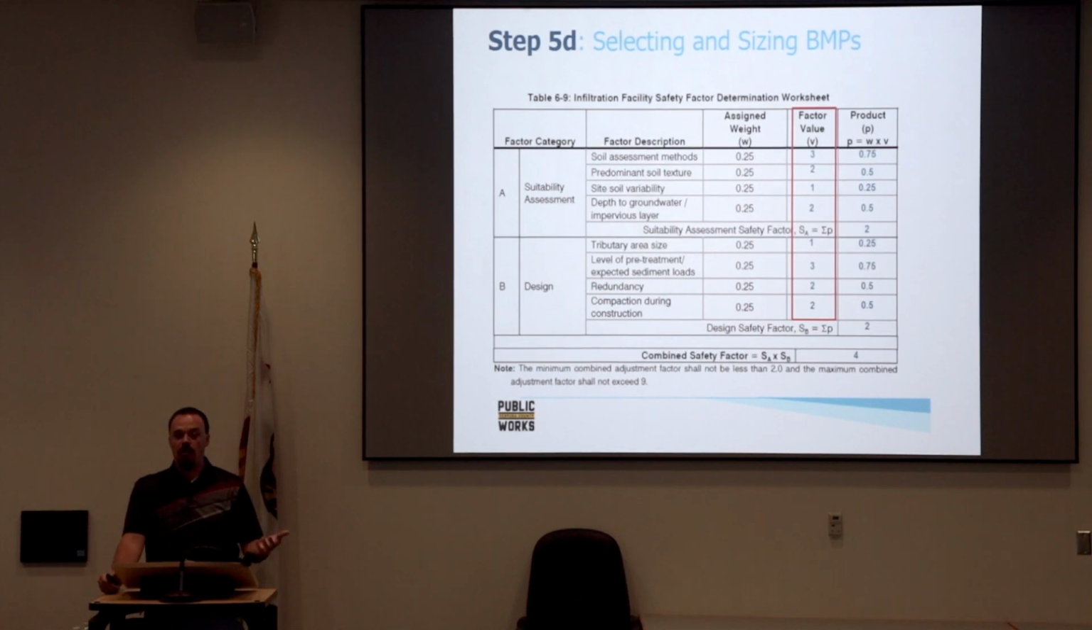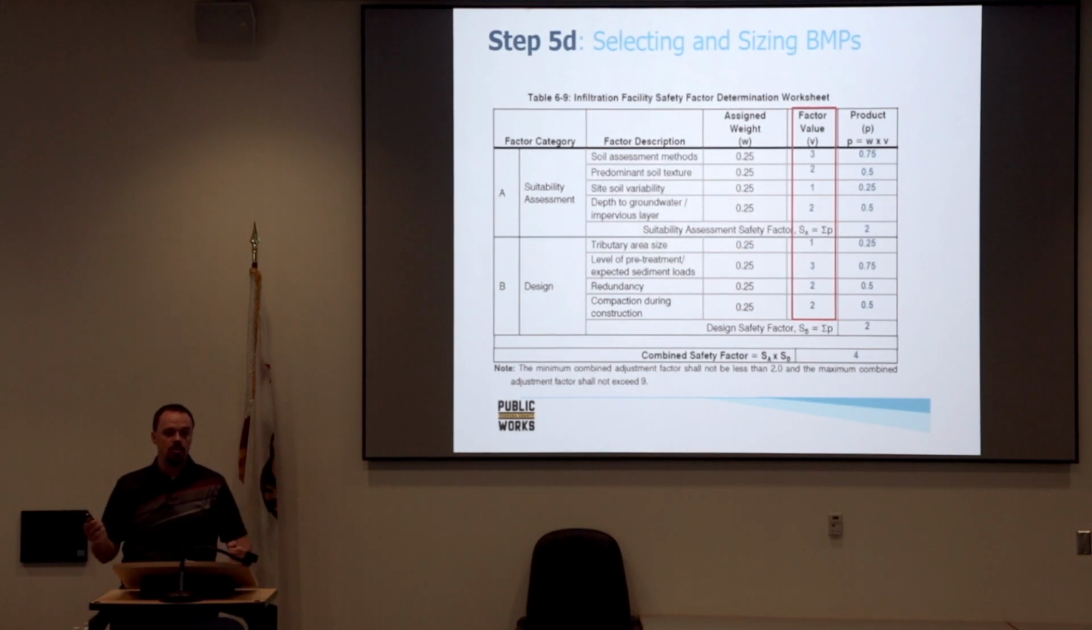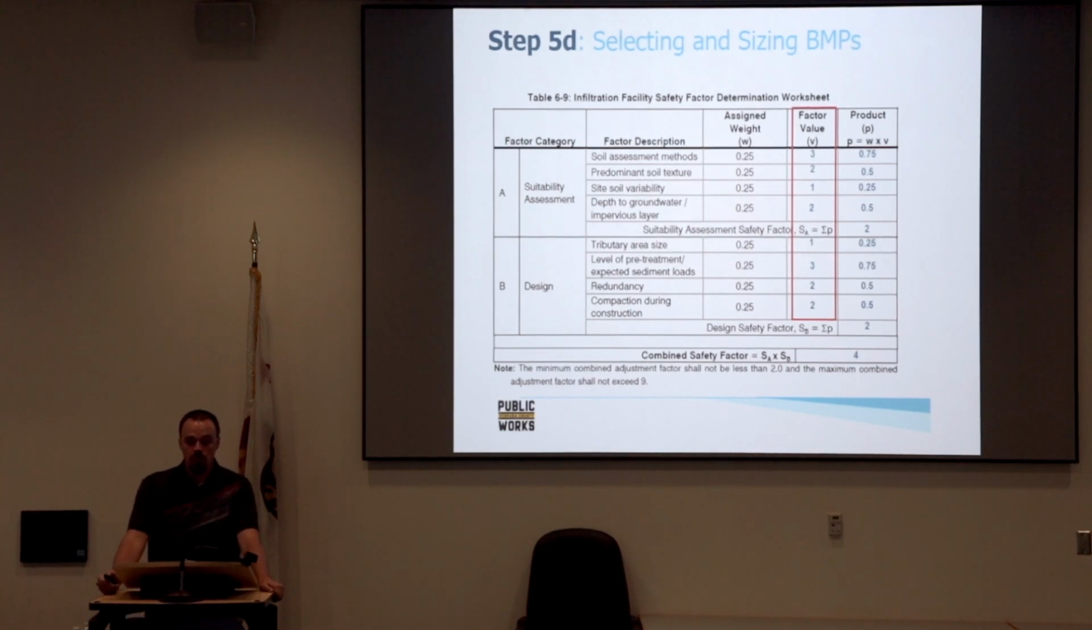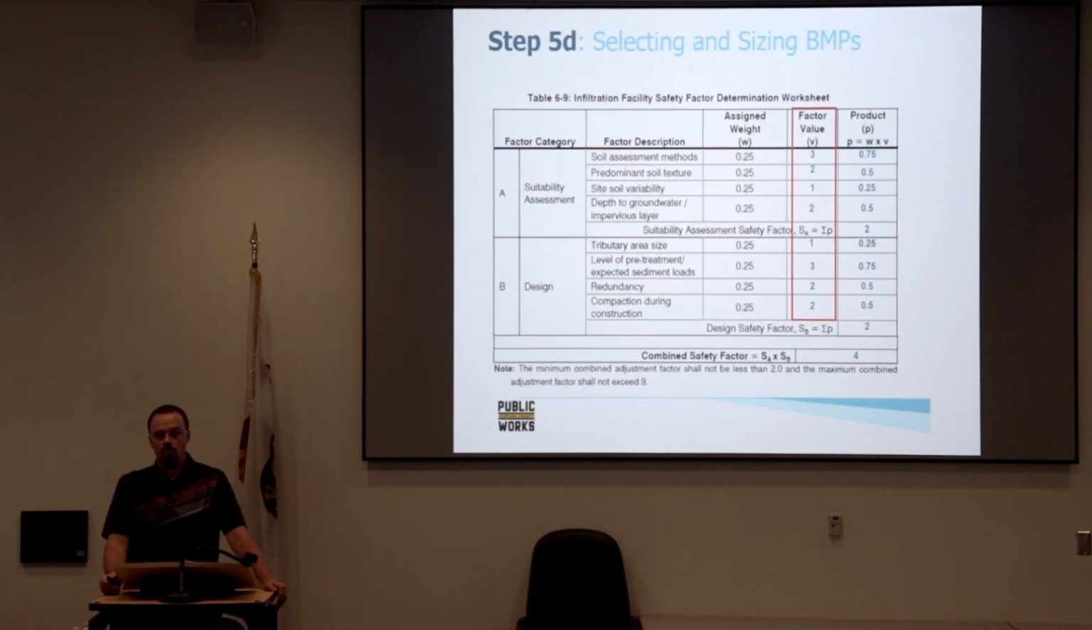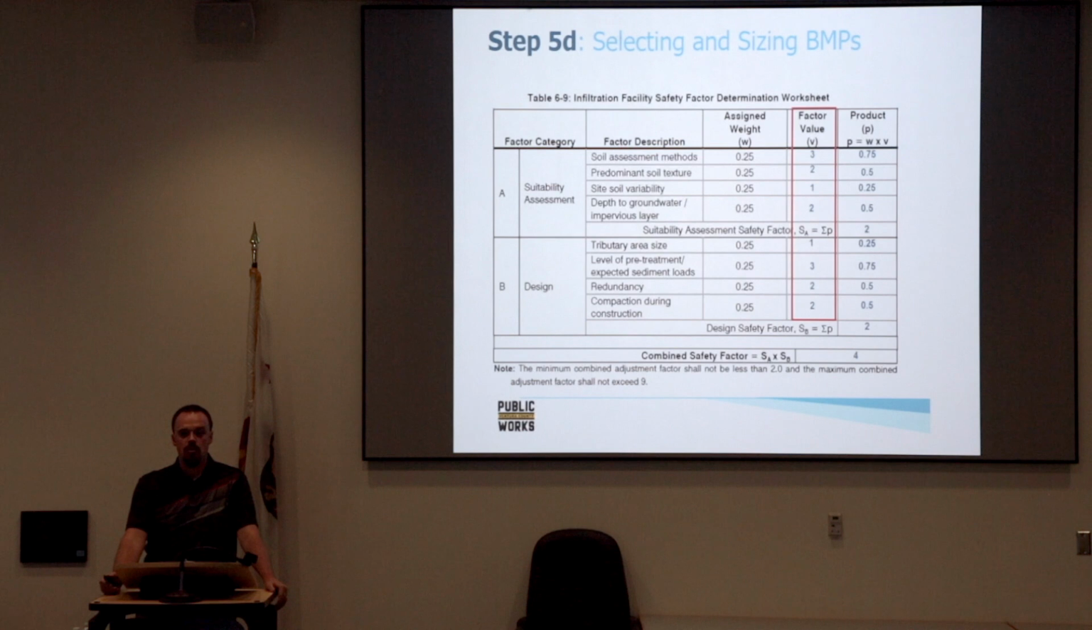So for instance, in this example, we're just using that web soil survey information, which is the 1.4 inches per hour taken from that website. So for the safety factor for soil assessment methods, well, we didn't do any, so we had to put a 3. It's a max of 3, minimum of 1. And then you multiply it by the assigned weight of 0.25 to get your product in the far right column. For predominant soil texture, maybe they did a couple borings on site so they can identify if there's clay on top or not, but they didn't do any infiltration testing. So in this case, say, we're going to do a 2.